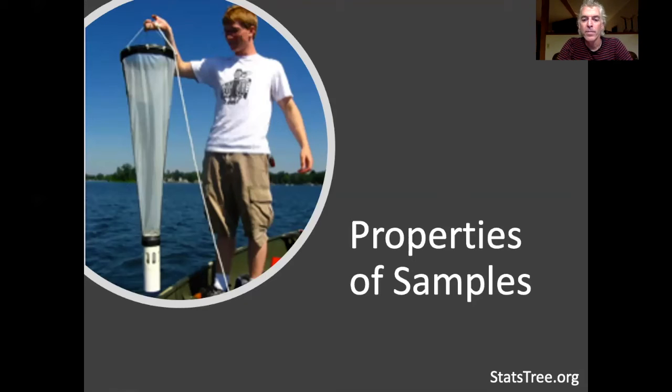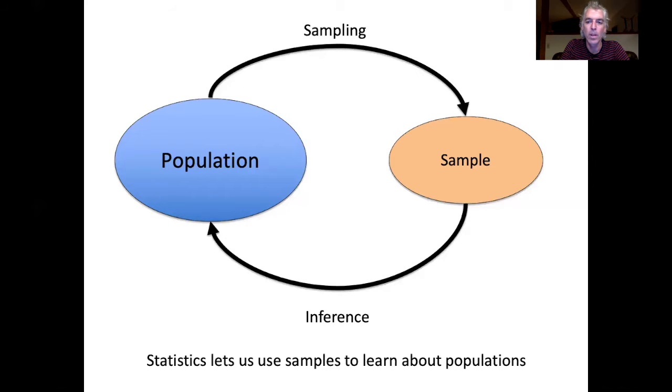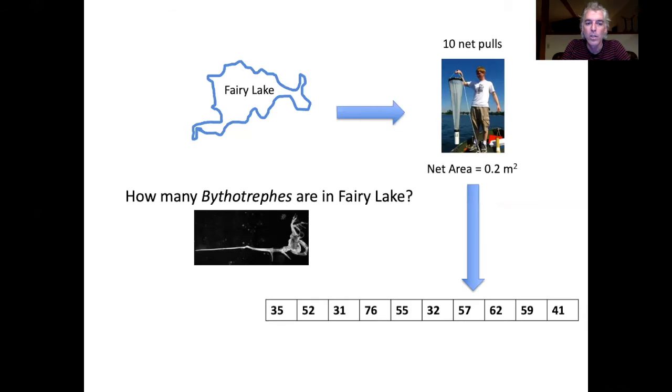Welcome back, everyone. Today we're going to be talking about statistical samples, and in particular, the properties of those samples. A statistical sample is a set of observations from a population that we can use to draw inferences or conclusions about that population. So for example, if we're interested in the abundance of Bythotrephes, this nasty little zooplankton in a particular lake like Fairy Lake, we don't have to measure all of the Bythotrephes in that lake, we can sample.